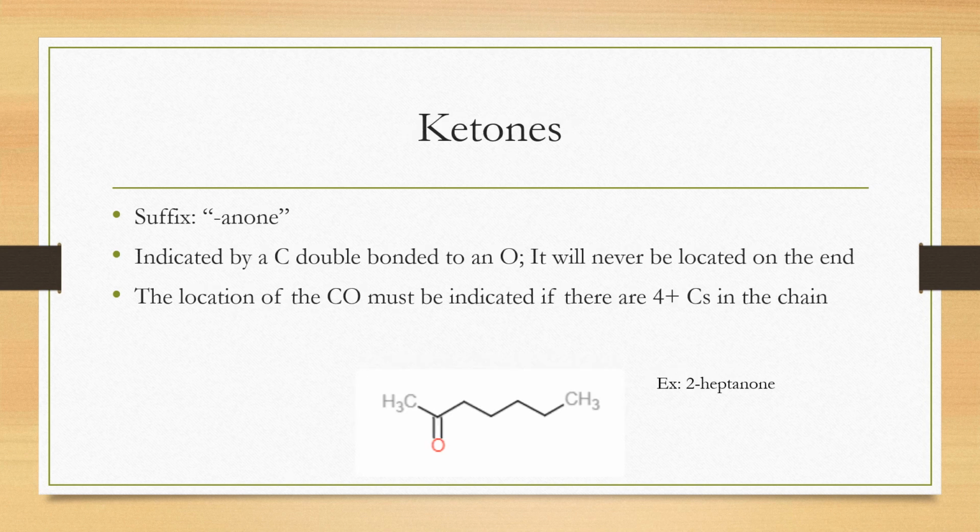Ketones have a C double bonded to an O and will never be located on the end because that would result in a CHO, which would become an aldehyde. Similar to alkenes, location only needs to be indicated when there are 4 or more carbons on the chain.